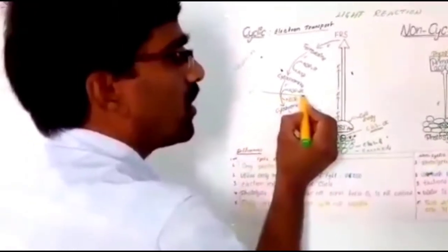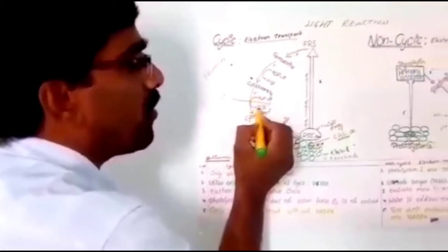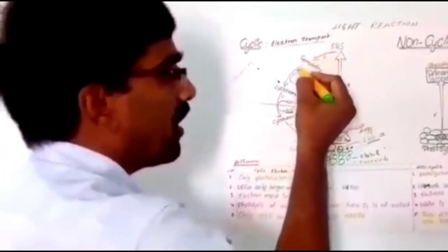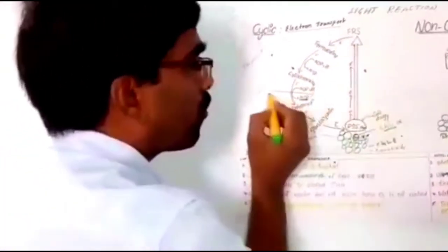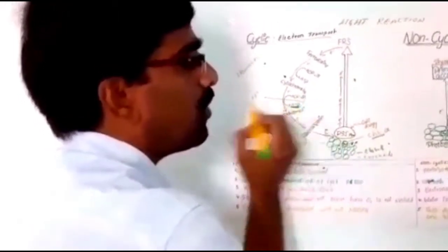When the protons are moving, ATPase is activated. ADP plus inorganic phosphate together form ATP. In the sense, when the electrons move from one acceptor to another, proton movement is possible from stroma to the lumen region. Hence, ATP formation is possible.